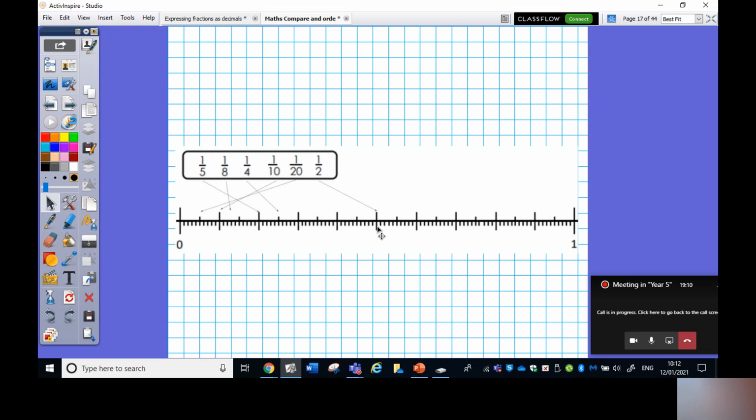So I know that this is half, and this is a quarter, which is half of that. So 1/8. If I know where 1/4 is, and how many hundredths is that? 1/4 is how many hundredths?